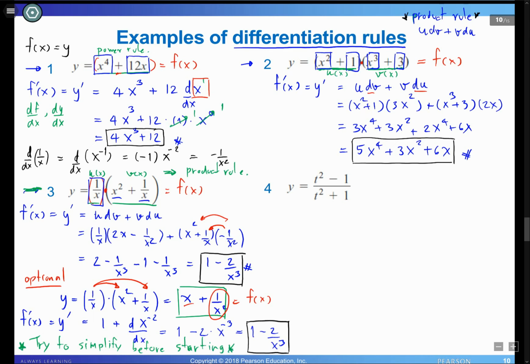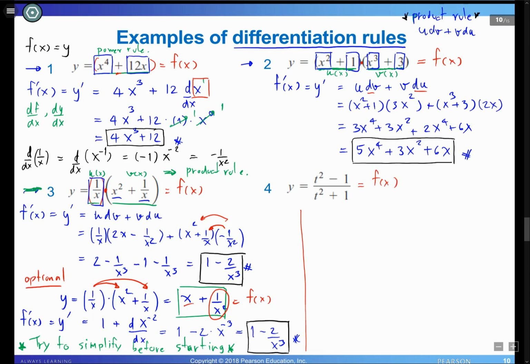Okay, do not rush in the beginning. Now let's move on to number 4 right here. Once again, this is equal to what we got. Now number 4, let's make a line, a boundary. So for this one, we have y equal to a fraction, t squared minus 1 divided by t squared plus 1.